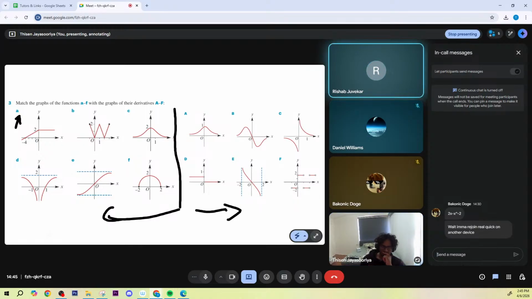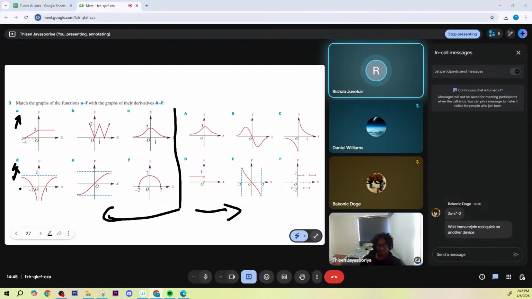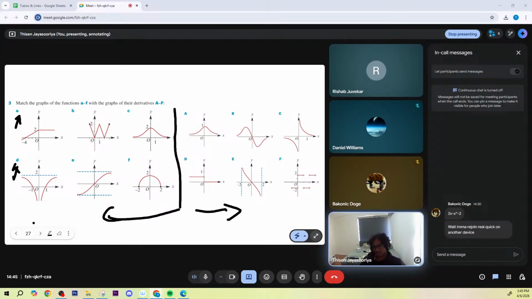D goes with... no, D. None of them. D is a truncus, so you can think about it as like a 1 over x squared graph, yeah? It goes with C, yeah?